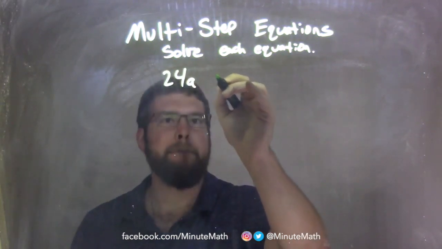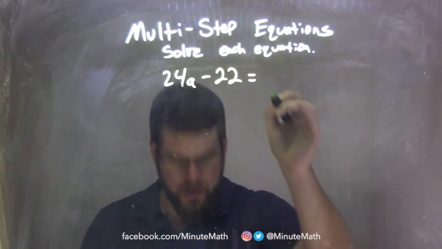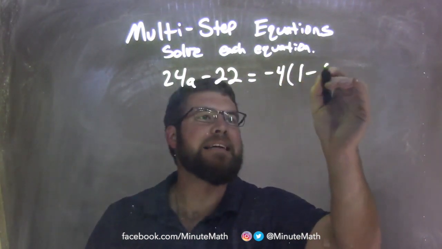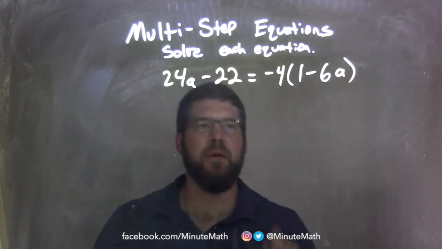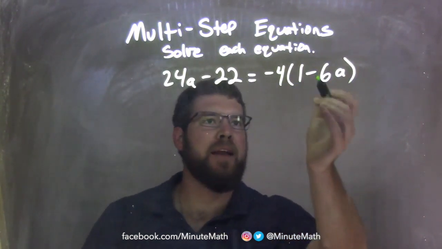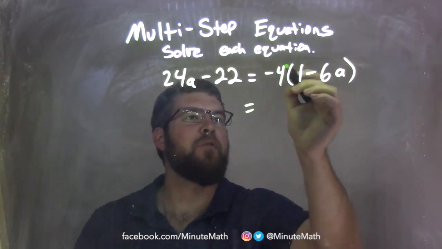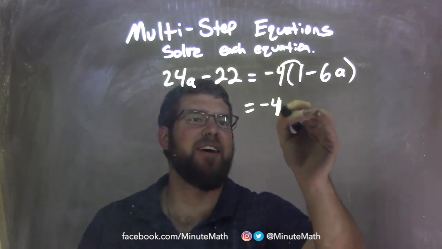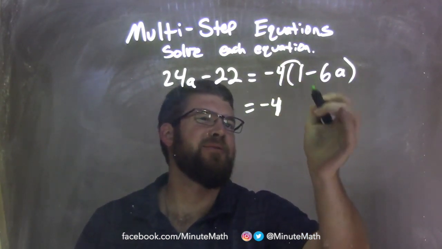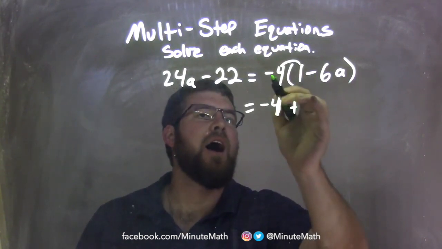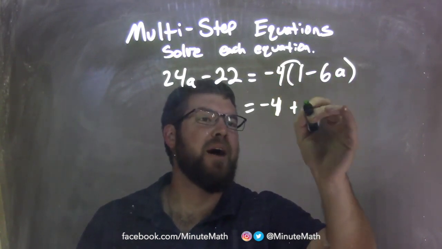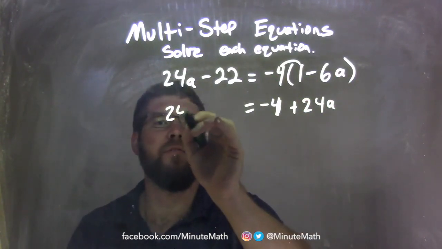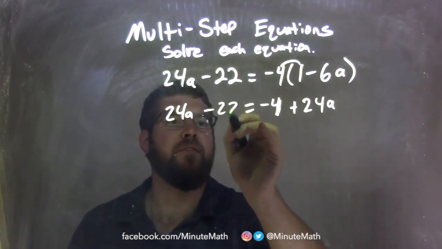24a minus 22 equals negative 4 times (1 minus 6a). Well, first thing, I'm going to distribute that negative 4. So negative 4 times 1 is negative 4. Nice job. And then we have a minus 6a, well, minus is plus a negative, right? So negative 4 times a negative 6a is a positive 24a. Fantastic. Bring down here 24a minus 22.